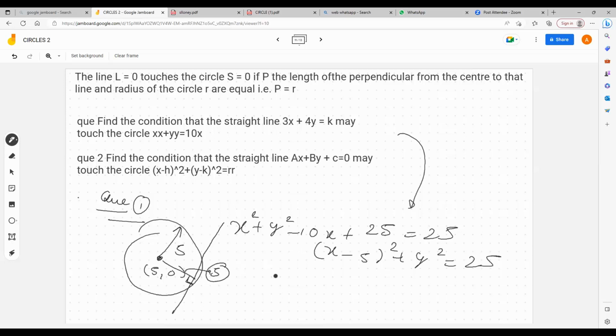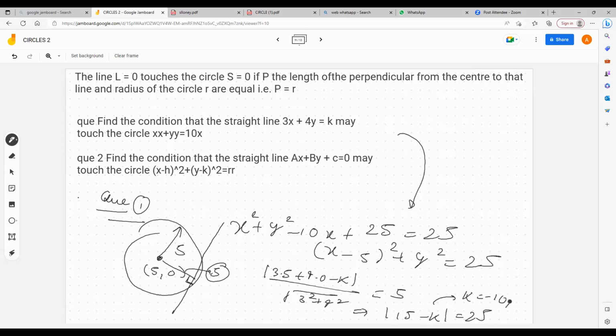And if its distance is equal to 5, then what can we say? Then we can say that |3 into 5 plus 4 into 0 minus k| upon root of 3 squared plus 4 squared will be equal to 5. That is, mod of (15 minus k) equals 25. That is, if you take the positive case, then k equals minus 10. If you take the negative case, then k equals 50.